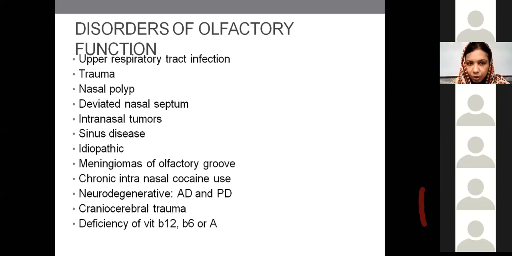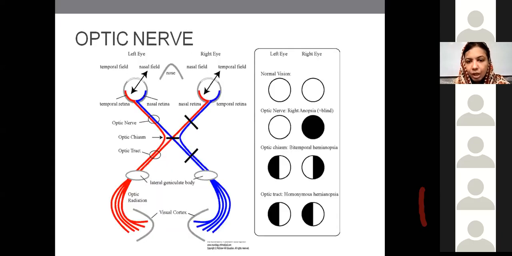This is all about the olfactory nerve. Now moving towards the optic nerve. First of all, just have this picture in your mind. We will discuss individually the pathway of the optic nerve.